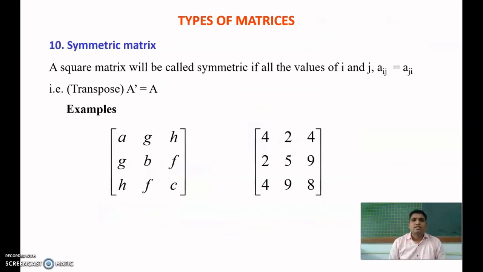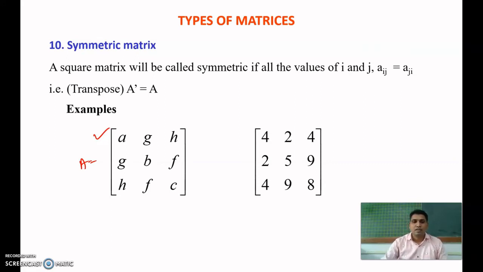Now next, the symmetric matrix. What is a symmetric matrix? First of all, a symmetric matrix is a square matrix, which means in that matrix, rows equal the columns. Suppose this is one general example. Suppose I have matrix A, and when I transpose it, we get the same matrix. That means the given matrix is a symmetric matrix.